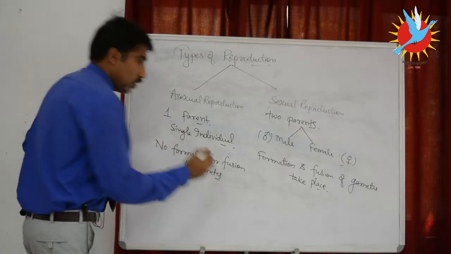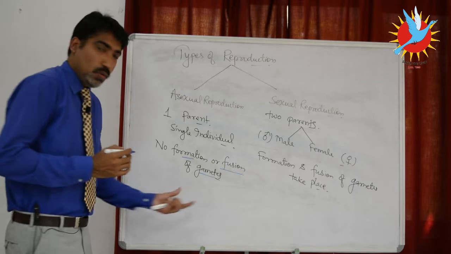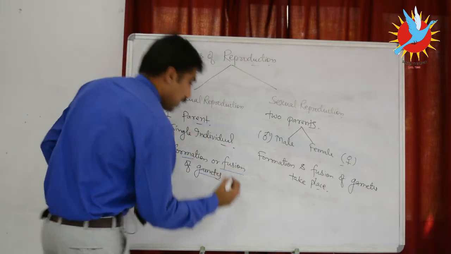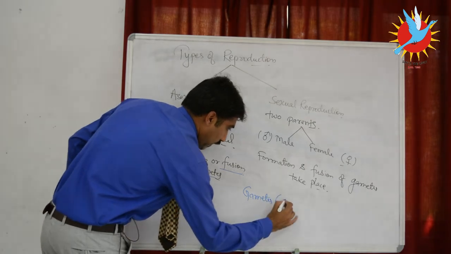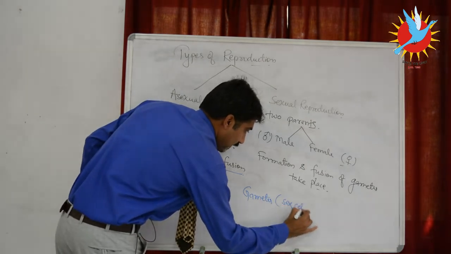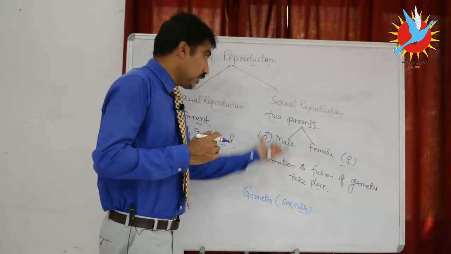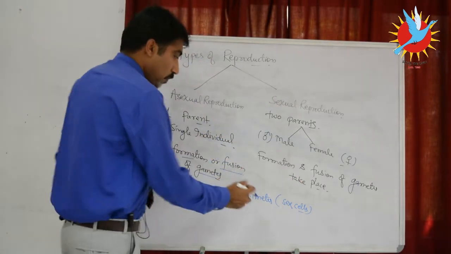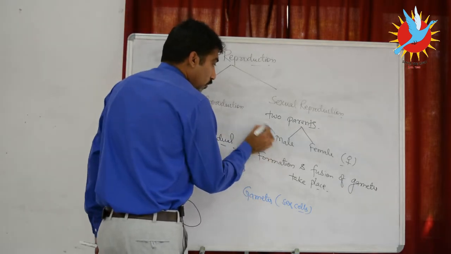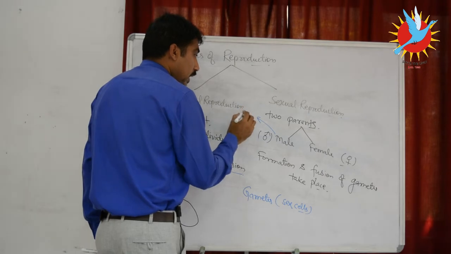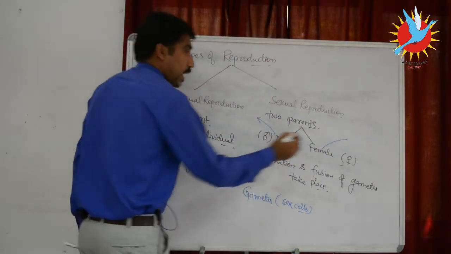You must be clear about the idea of fusion and formation of gametes. Do you know what are gametes? Gametes are sex cells. Gametes are also known as sex cells. The organisms that undergo the sexual reproduction must produce these gametes. Male individual produces the male gamete and female individual produces the female gamete.